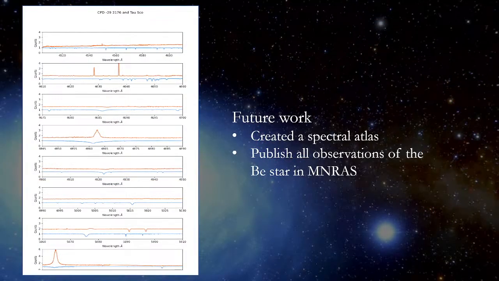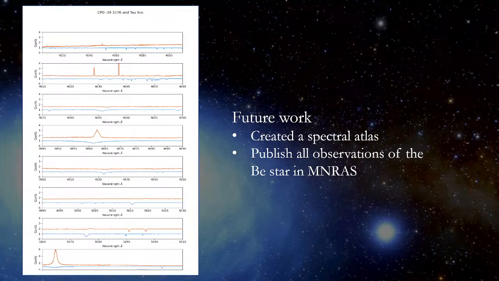So future work on this. I know this plot's kind of small, but it was just to demonstrate that we're doing a spectral atlas of our star versus multiple other Be X-ray binary systems. So ours is the red line, and then Tau Sco is the blue line. We just want to see how it compares with other high mass X-ray binaries.